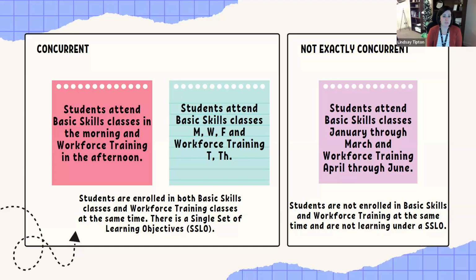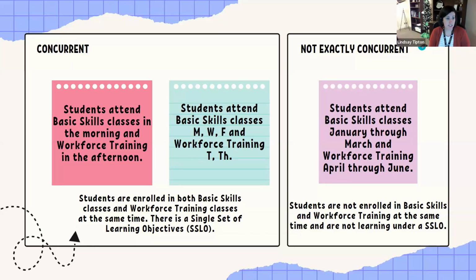Sometimes we'll look in the examples later. It could even be that this week I'm going to HSE classes and next week I'm going to culinary classes, and alternate weeks. Some programs have done it like that. So as long as you are enrolled in both the Title II class and the workforce training class at the same time, then it is concurrent. They do not necessarily have to happen on the same day. Some places go so strict with that definition to mean that you have to be in both classes on the same day.